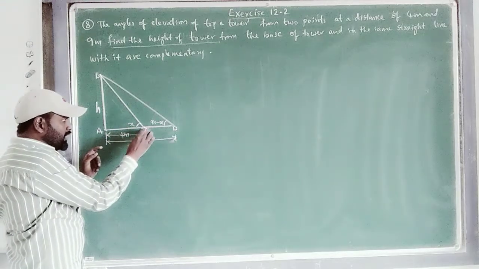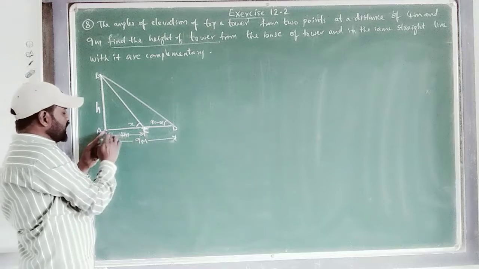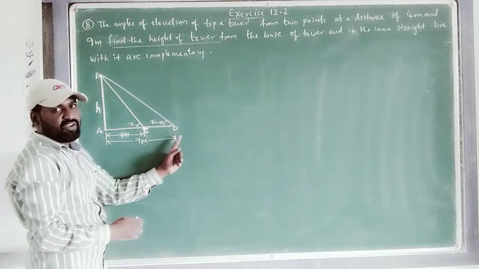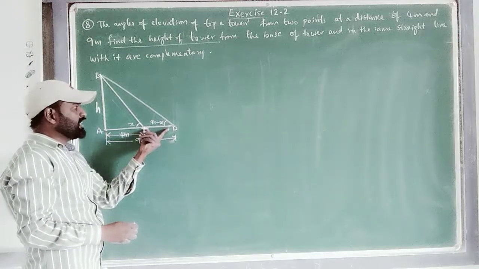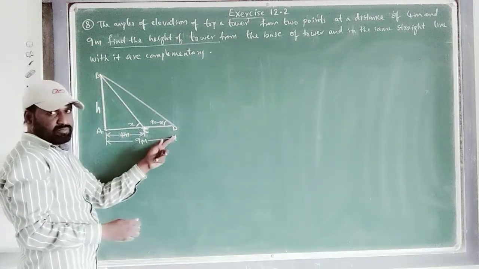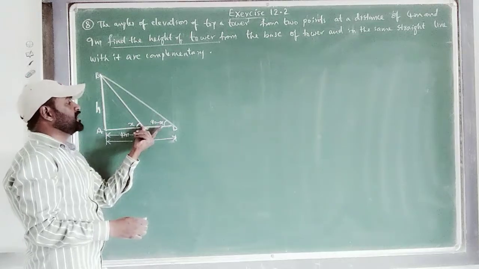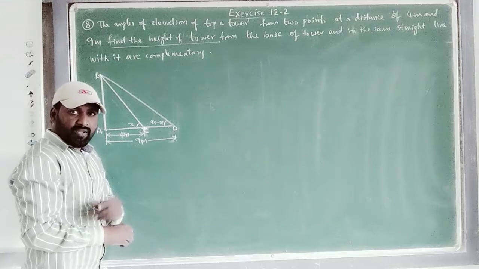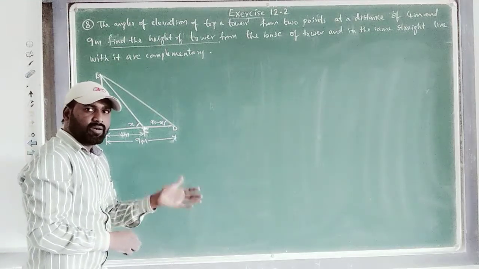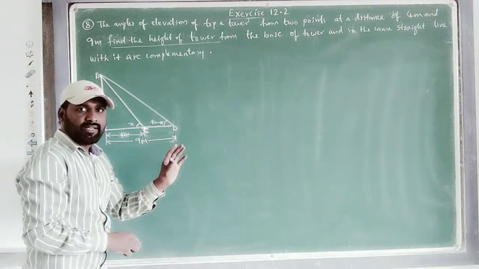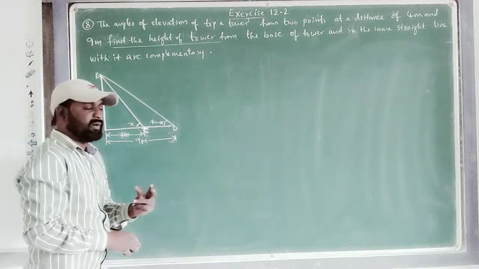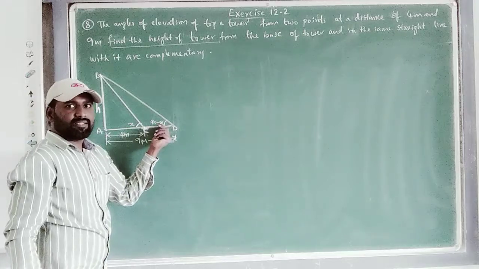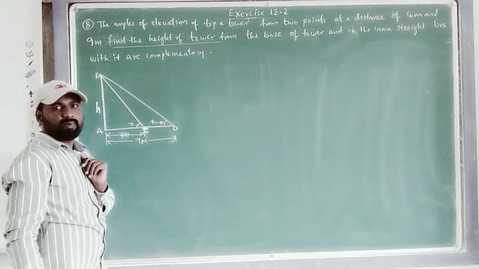So one point C is 4 meters from the foot of the tower. Second point is D, which is 9 meters away from the foot of the tower. From 2 different places, the top of the tower is observed. The angle of elevation, here one angle is there, here one angle is there. These two are complementary. What is meant by complementary? Just now I told, the sum of the 2 angles is equal to 90 degrees. Then those 2 angles are called complementary. If one angle is x degrees, another one must be 90 minus x. Then only we can call these 2 complementary angles.